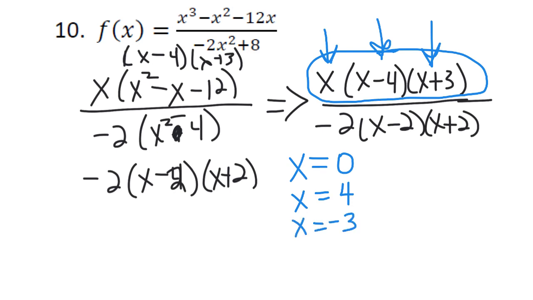Now, these are not lines. These are not asymptotes. These are intercepts. They're points on the graph on the x-axis.